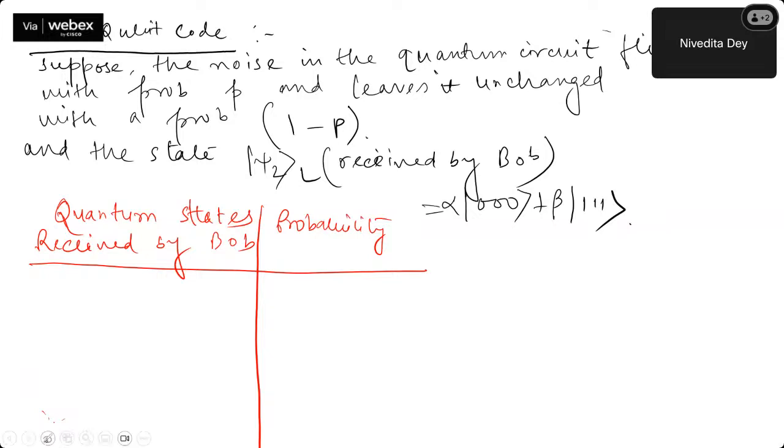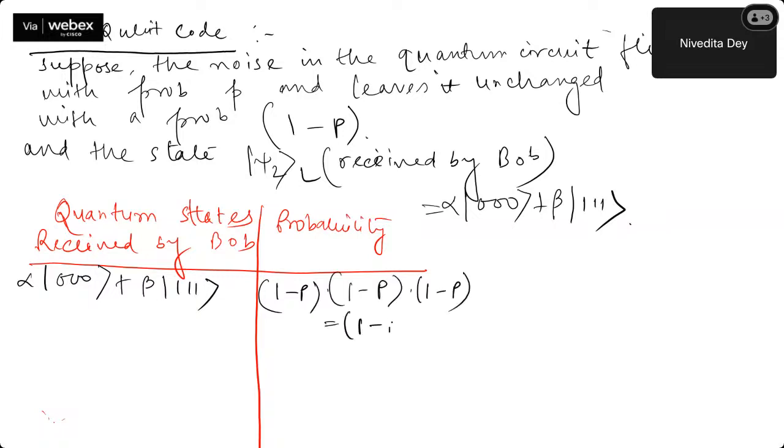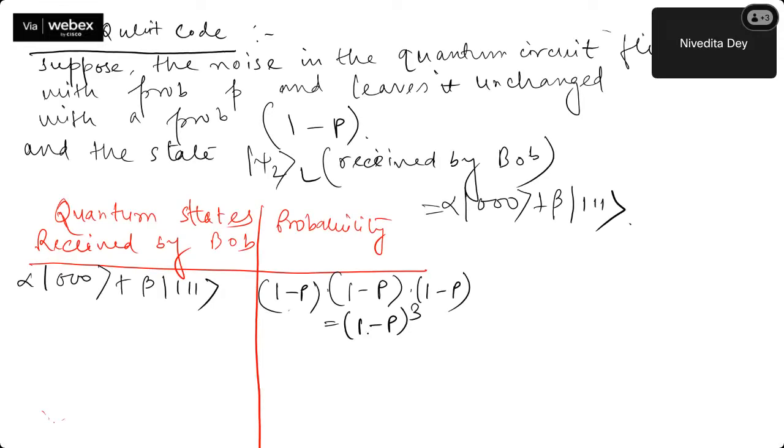Okay. So initially it was alpha 000 plus beta 111. If Bob receives it, that means what? That is, there is no error. So it is no error in first qubit times no error in second qubit times no error in third qubit. So it is basically (1 minus p) whole cube. Okay, because no error in first qubit, no error in second qubit, and no error in third qubit. Okay, so this is as it is. I'm just writing it in this way.